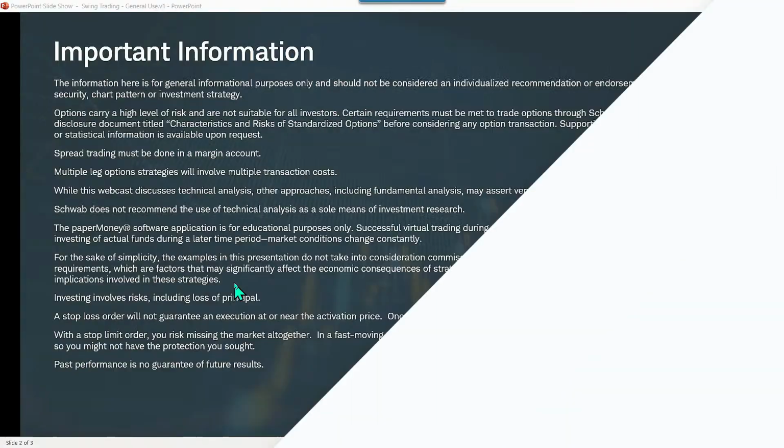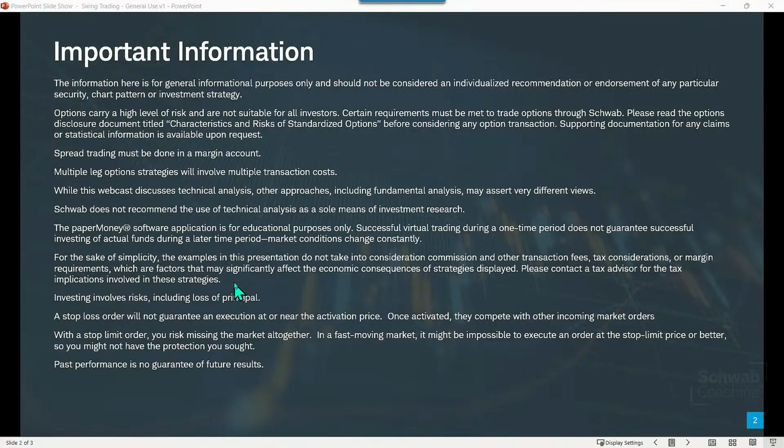These aren't recommendations, but the information today is for general purposes only. It's not a recommendation of a particular security, strategy, or chart type. We may look at some options today. Options do carry a high level of risk and are not suitable for all investors. We're going to discuss technical analysis today, quite a bit of that, in fact, but that's not the only approach to investment research. You may consider many other approaches, including fundamental analysis or just probability analysis. There are other ways to do it.